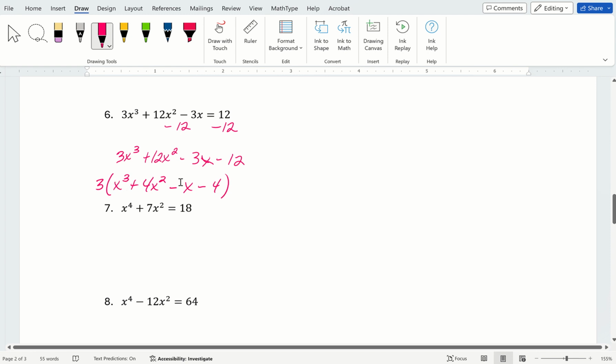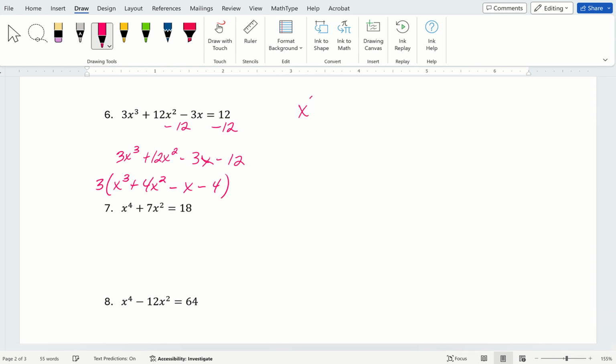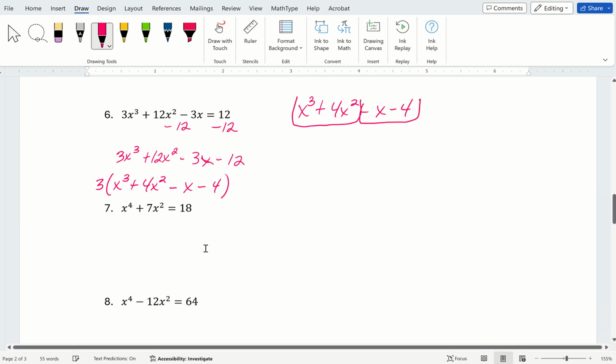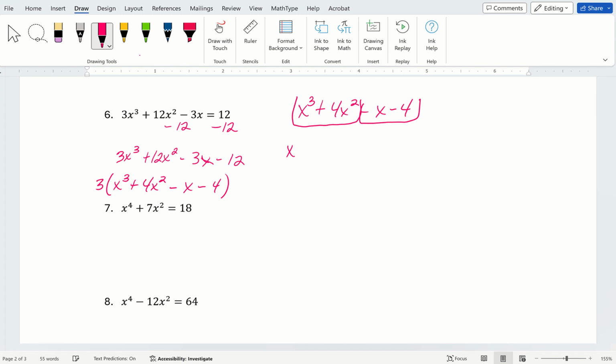Now what we're going to do is factor this term inside the parentheses using grouping. Just don't forget about adding this 3 back at the end. So I'm going to go up here and write the term inside the parentheses. And what we're going to do is group the first two terms and group the last two terms. So the greatest common factor between the first two terms, just like using the AC method, is going to be x squared. And we're left with x plus 4.